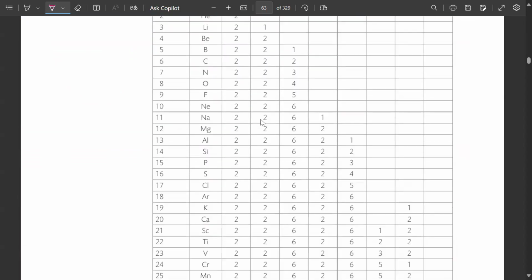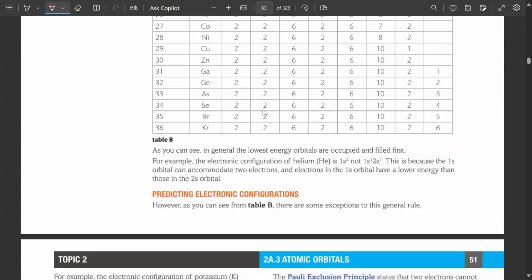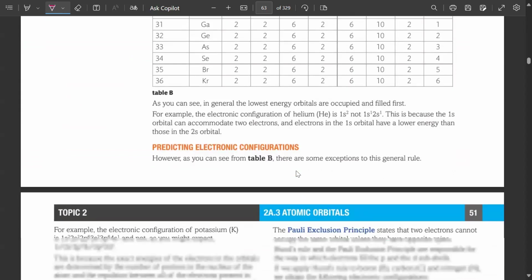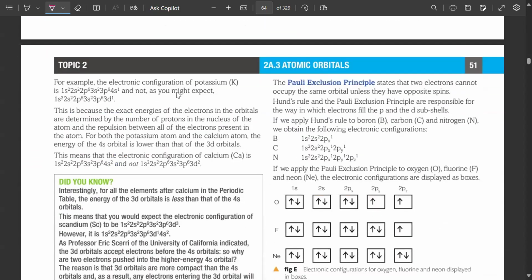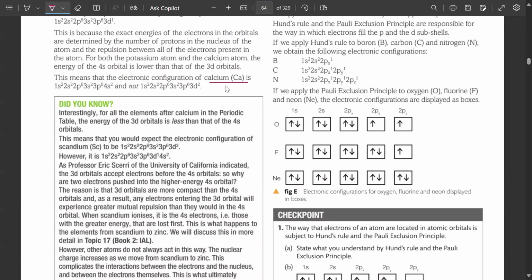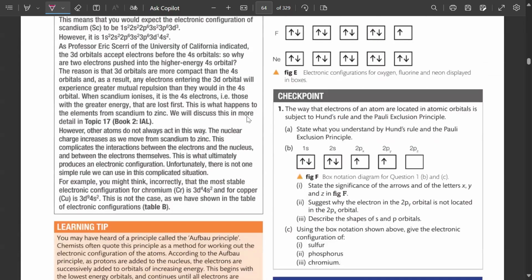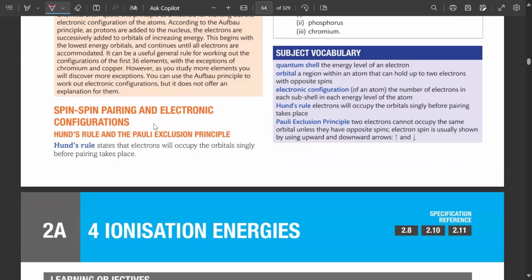orbitals, and we have already practiced some electronic configuration. ये आपको 36 atoms की already given है ऊपर. For example, potassium की electronic configuration is given over here, calcium की is given over here as well. And now अब एक चीज है जो हमने पढ़नी है, which is known as the spin pairing and electronic configuration.